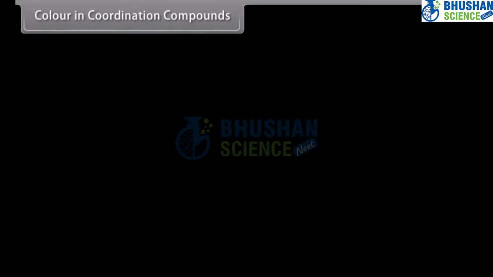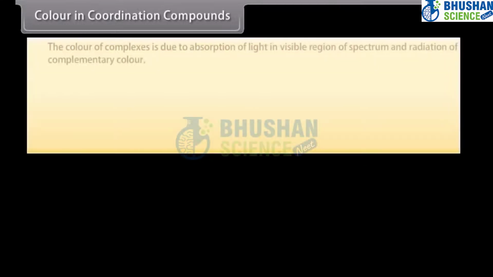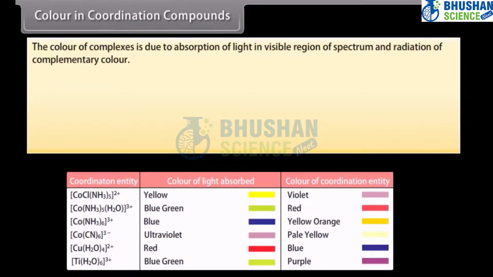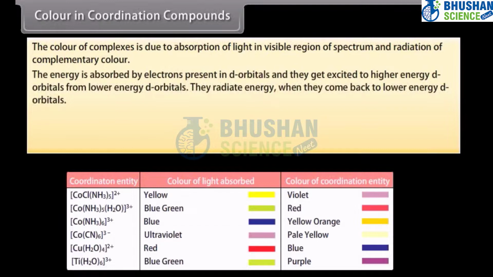Color in coordination compounds. The color of complexes is due to absorption of light in the visible region of the spectrum and radiation of complementary color. The energy is absorbed by electrons present in d orbitals and they get excited to higher energy d orbitals from lower energy d orbitals. They radiate energy when they come back to lower energy d orbitals.